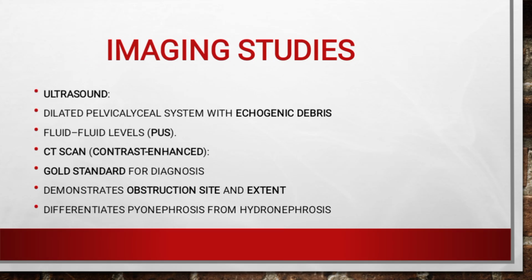For imaging studies, the first diagnostic tool is the ultrasound, which can visualize echogenic debris indicating pus. Then a CT scan of the kidney, ureter, and bladder provides a detailed view of the collecting system, identifies the level of obstruction, and is essential for surgical planning.